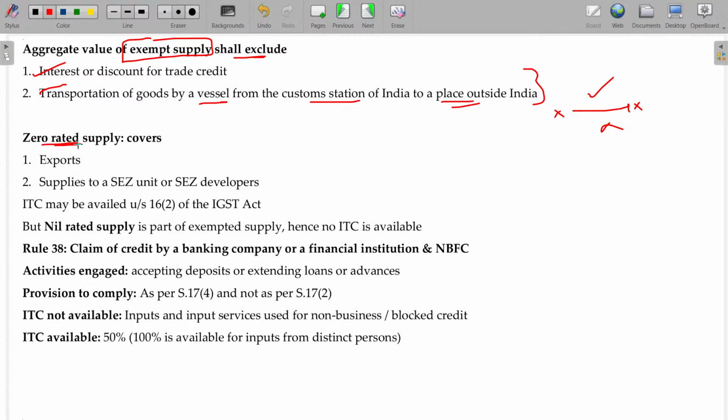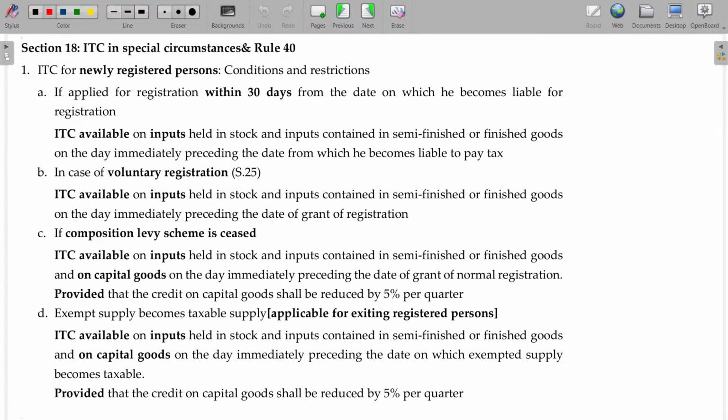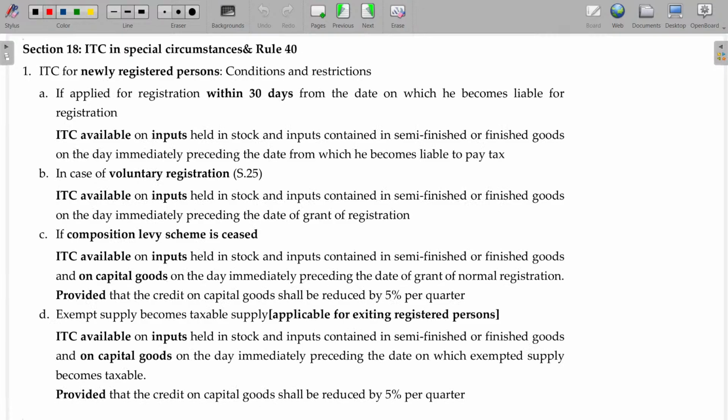Now, what is called zero rated supply? Export supply or supplies to SEZ units or SEZ developers will be called zero rated. Right. In case of nil rated supply, it represents exempted supply. Hence, ITC is not available. Already we studied. And for the banking company also we have studied. So they have two options. Either they can proportionately claim, or they can adopt the manner where 50% ITC can be claimed and forget the remaining portion. These are the two options we have studied, as per Rule 38. Anyway, we incorporate all these things with the main section itself. Straight away we will now go for Section 18. Section 18 case predominantly is for what? Registration related.